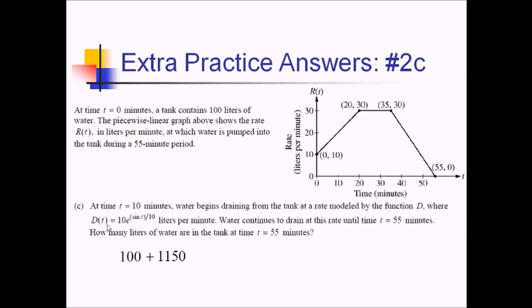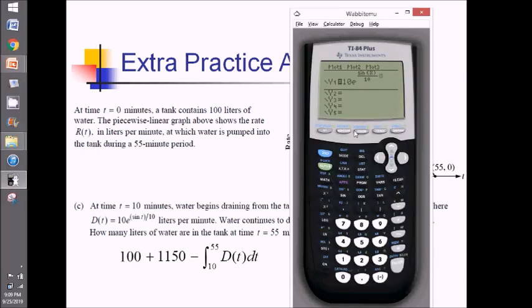This D function is the rate at which water is going out. If I want to figure out how much actually drained out, I need to integrate this thing from, they said, 10 minutes to 55 minutes, because that's when this function is actually working. So I'm going to subtract the integral of d of t from 10 to 55. And for this, I will need the calculator. So I'll begin my calculator journey by putting this d function in my y equals under y1.